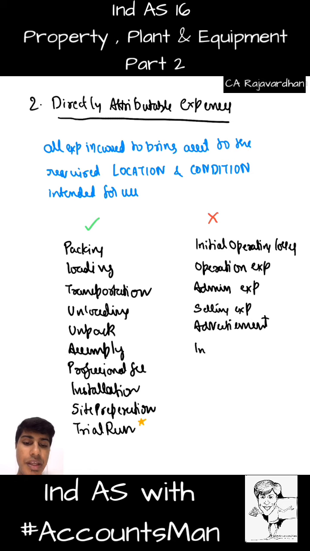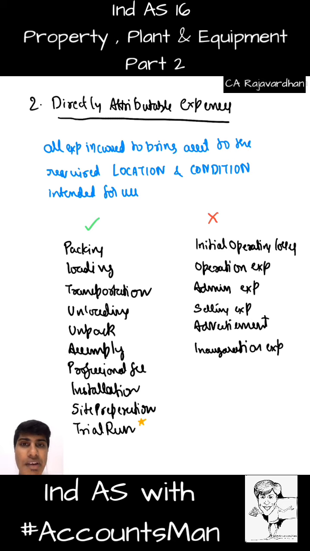And very importantly, inauguration expenses. If you incur any expenses for inauguration, that ribbon cutting, putting some sweets, decorating it, and everything, putting kunkuma and all that, all those expenses are not included in the cost of the asset. You get that? So these are the items included, these are the items excluded.